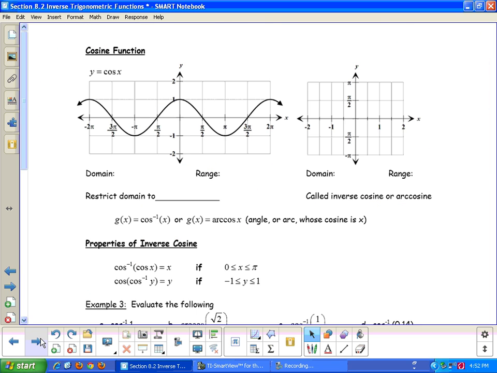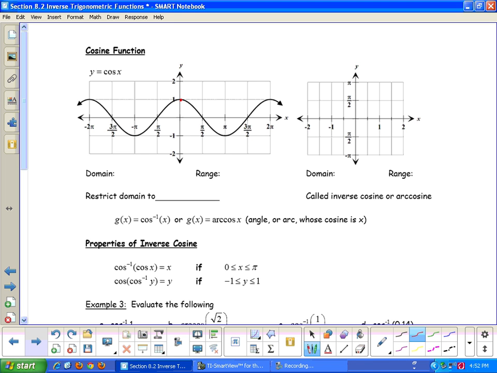So the next one we're going to talk about is our cosine function. So for our cosine function, if we look at this graph, we have the same problem that we had for the sine graph. I know that this function does not have a one-to-one correspondence because it doesn't pass the horizontal line test. It fails in many different places. So because of that, if I want to find the inverse function, I have to restrict my domain values for my cosine of x.